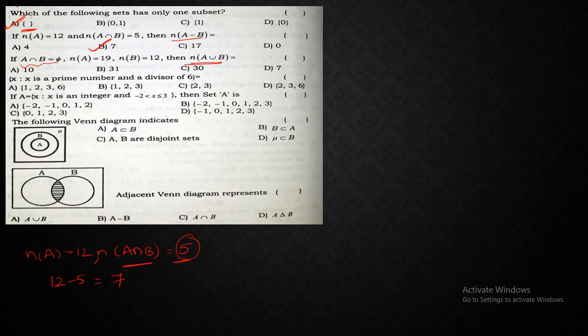Next, if A intersection B is the empty set, then n of A union B. Directly we know the formula: n of A plus n of B. So 19 plus 12 is 31. So the answer is 31.